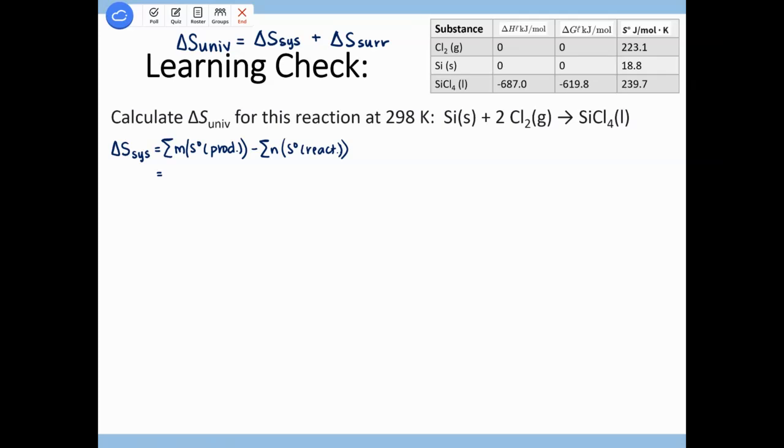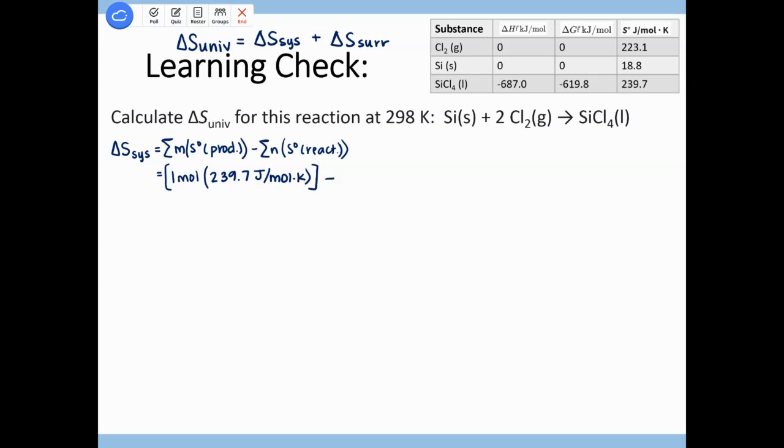All right, we'll get started talking through it together. So delta S of the system, delta S of reaction, same thing. I've got the equation up there. So we start with the coefficient of the product. We have one product here with a coefficient of 1, so 1 mole of silicon tetrachloride. The standard entropy value there is 239.7. So 1 mole times 239.7 joules per mole times Kelvin. Units are important.